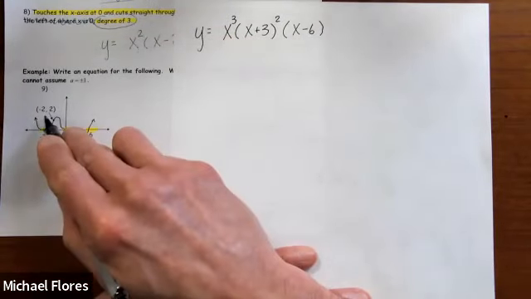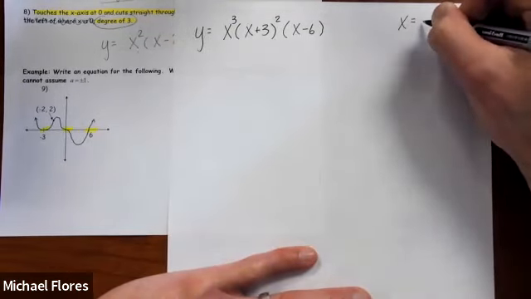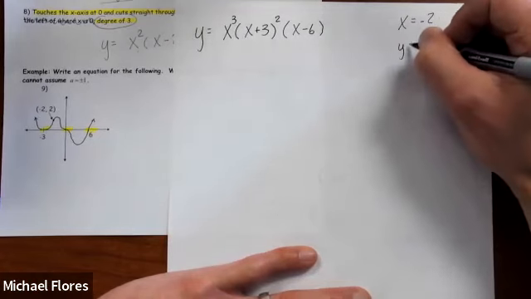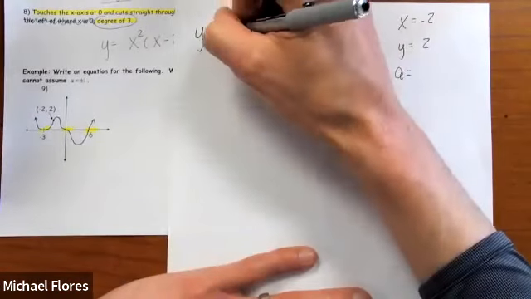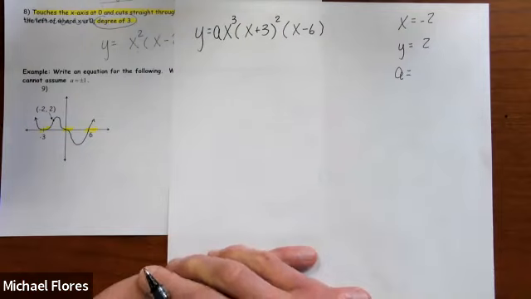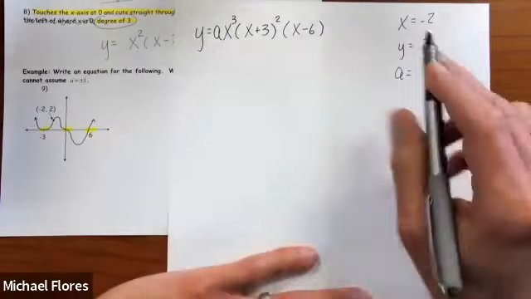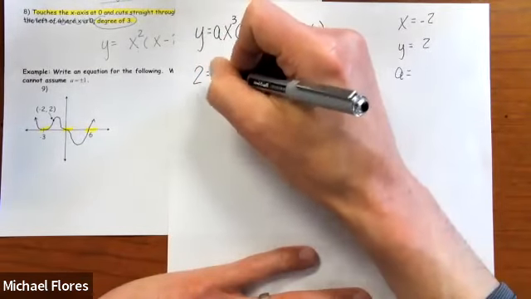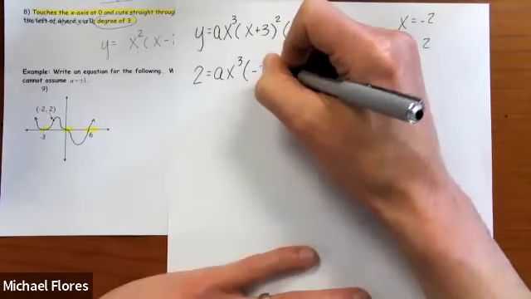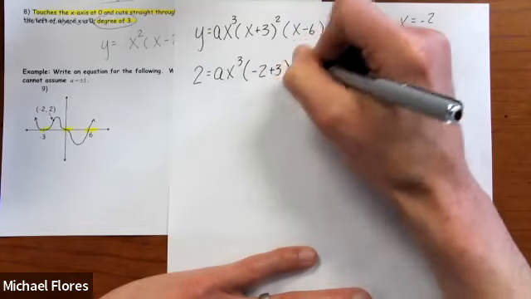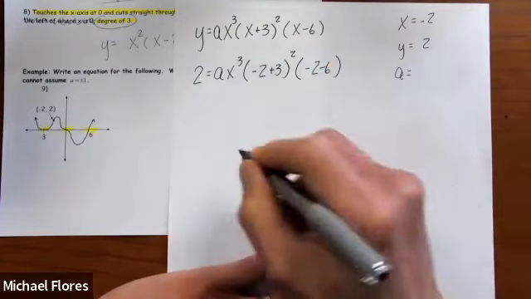Okay, it has given us the coordinate -2, 2. So we want x to be -2 and y to be +2. What we don't know is what is a. And the a value would be here in front of the x cubed. So we're going to substitute what we know so that we can figure out what we don't know, which is a. So we want y to be 2. We want x to be -2. And then we're going to start simplifying.